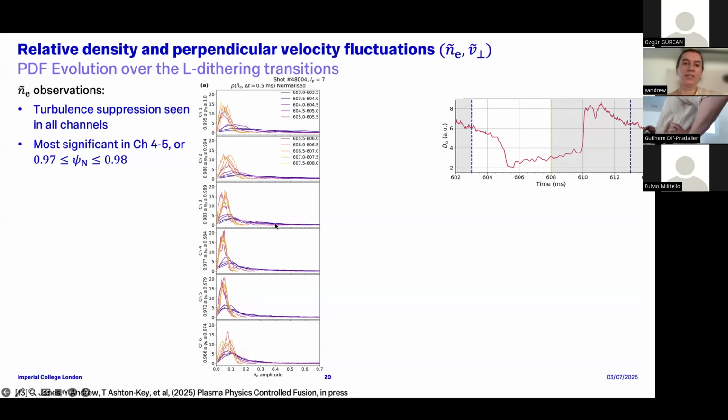You start to see it first. But then there is the formation of a very narrow distribution, and so a great deal of turbulent suppression, strongest in channels 4 and 5, which is where the well begins to form. So these outer channels remain quite broad.